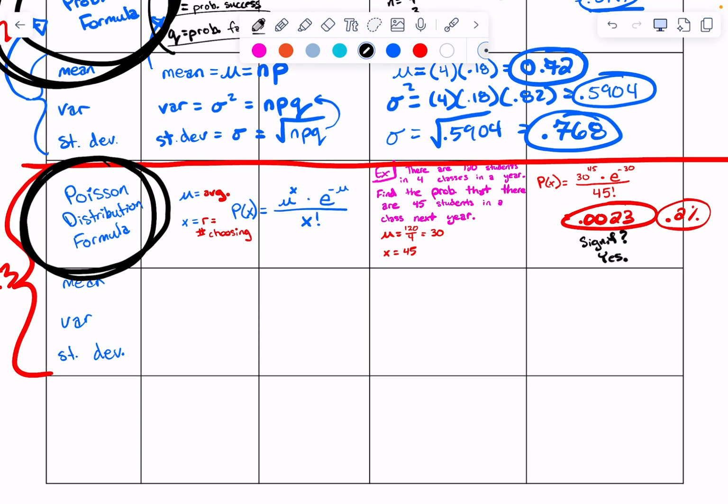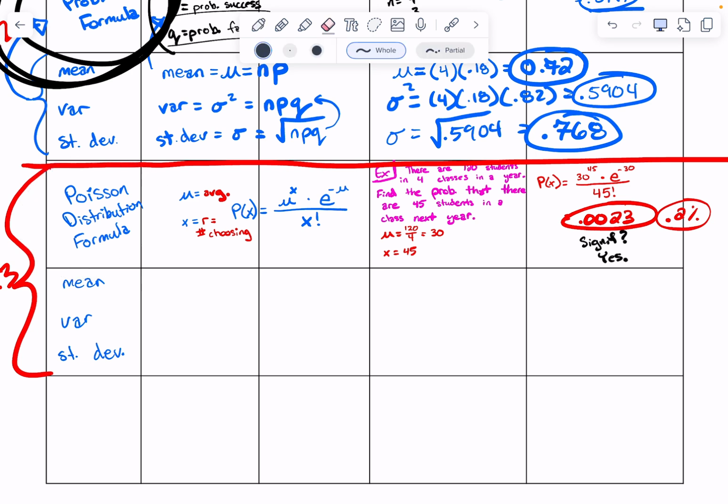Okay, mean, variance, standard deviation. For Poisson distribution, mean, variance, standard deviation is super easy, or should be super easy.